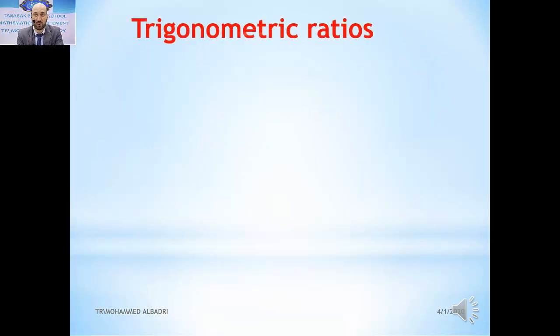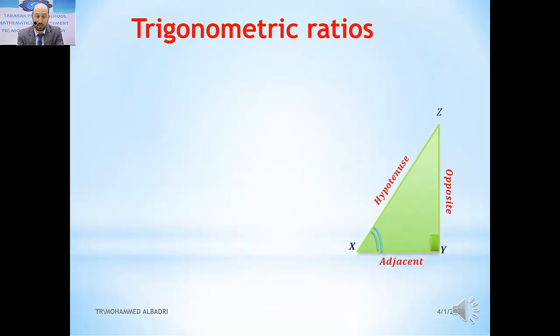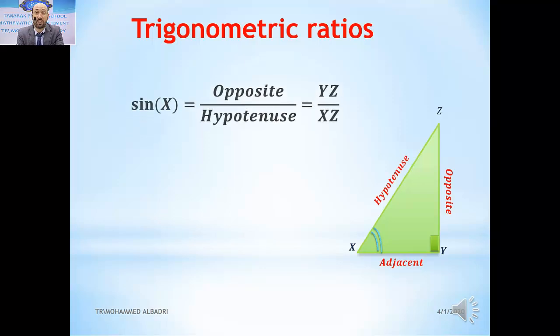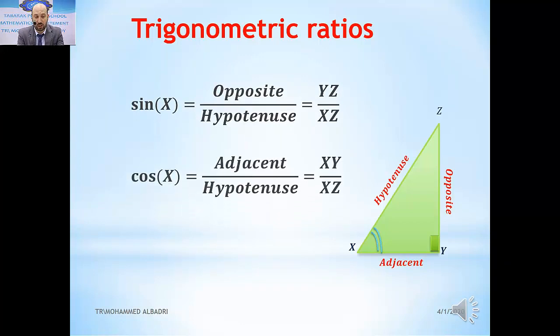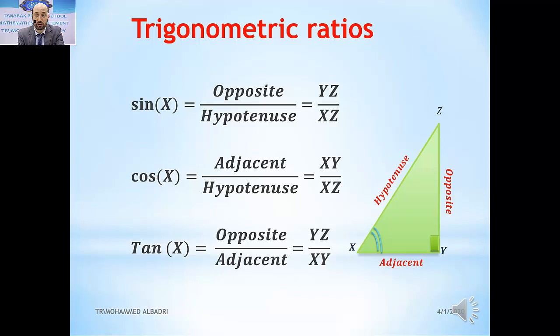Any acute angle in the right angle triangle lies between two sides. The longest is the hypotenuse, the shortest is the adjacent, and the third side becomes the opposite side. Sin x equals opposite over hypotenuse, cosine x equals adjacent over hypotenuse, and tan x equals opposite over adjacent.